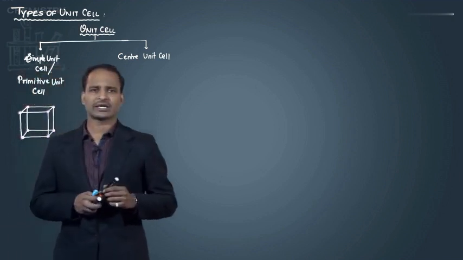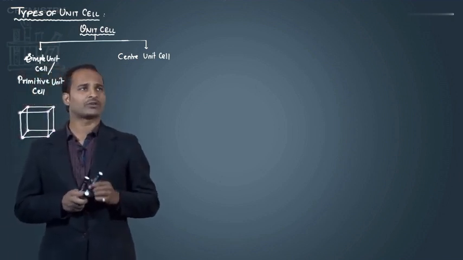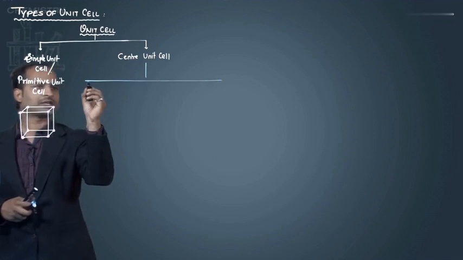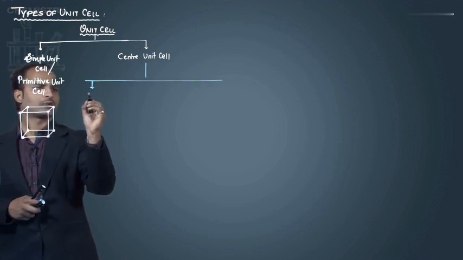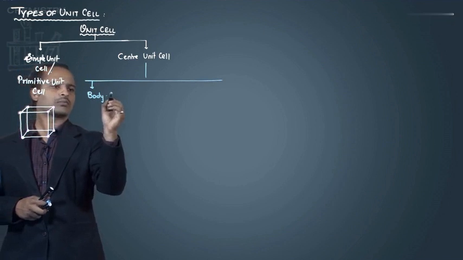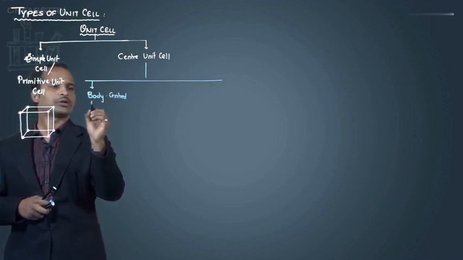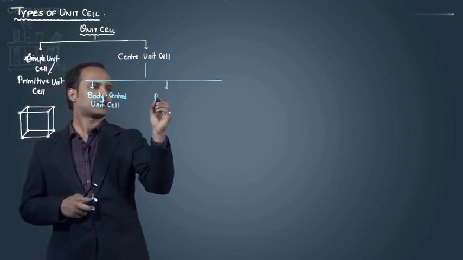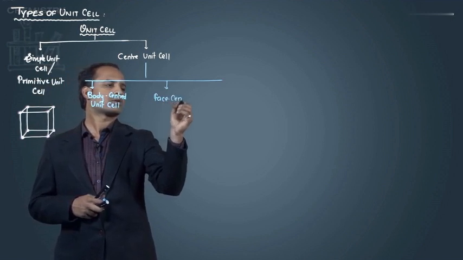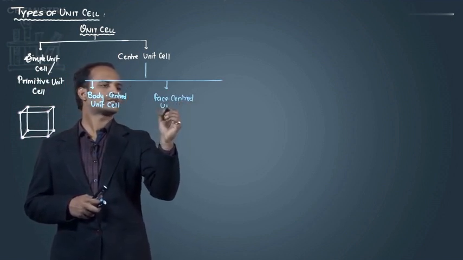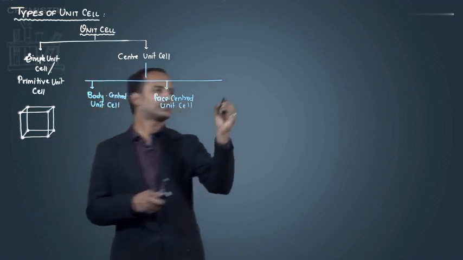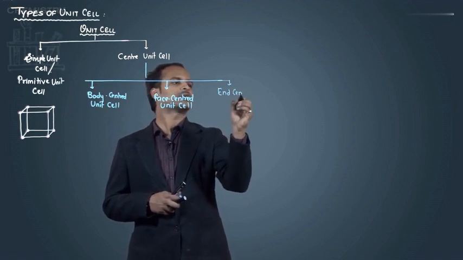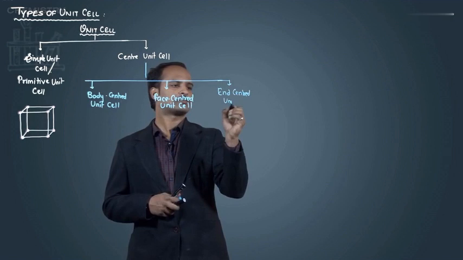As I said, the centered unit cell is again classified into different categories depending on where the particles can be present. The first one is the body centered unit cell. Next is the face centered unit cell, and finally the third type is the end centered unit cell.